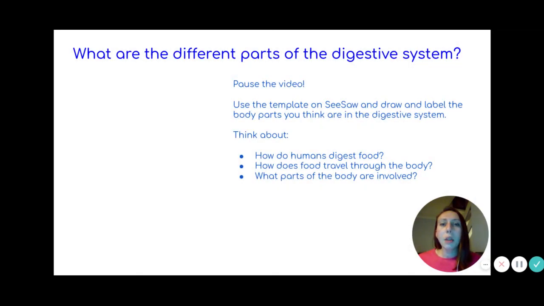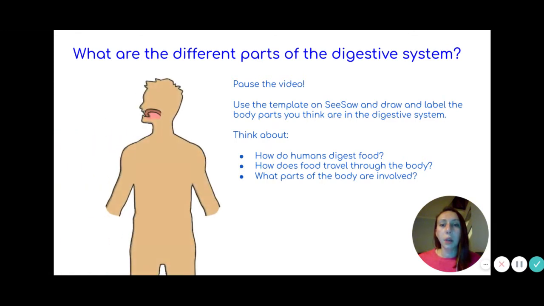So what are the different parts of the digestive system? I want you to have a go now to see what you know already. So in a moment, pause the video here and either draw the outline of a human or use the template that's on Seesaw. You need to draw out and label the body parts that you think are in the digestive system. And I want you to think about the following. How do humans digest food? How does food travel through the body? And which parts of the body are involved? So pause me now and hit play when you finish your drawing.